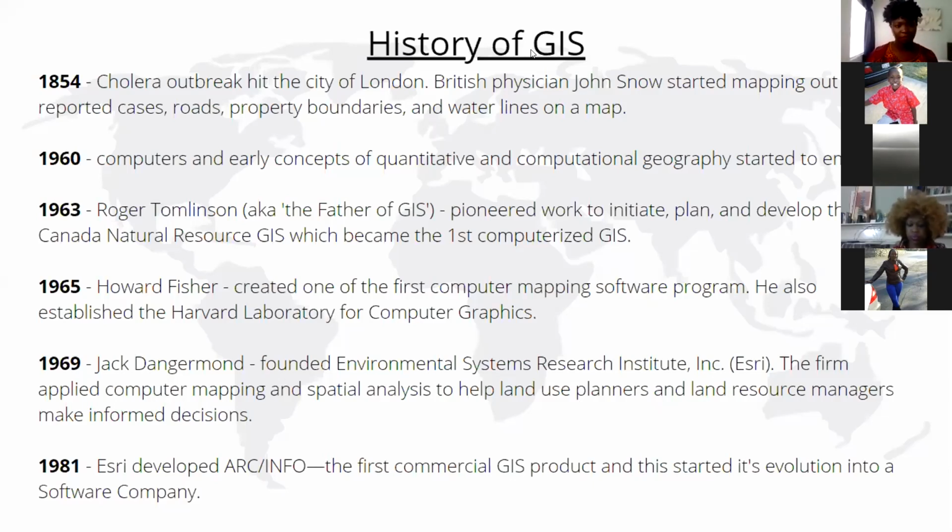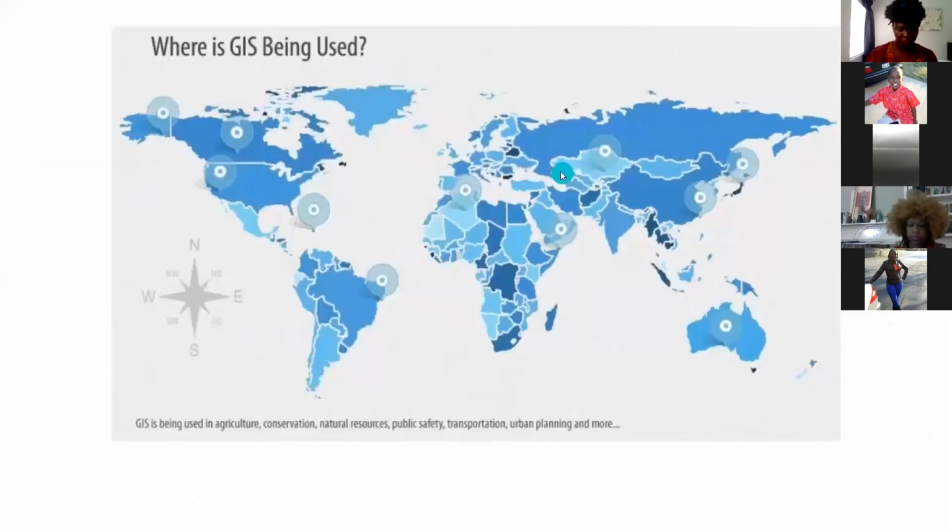This software can be streamlined to help you come up with any visualization or any analysis that you want with GIS data. And now, as we go into what we are using GIS for now, GIS is in everything. It is in agriculture, conservation, natural resources, public safety, transport. You can use GIS in everything.